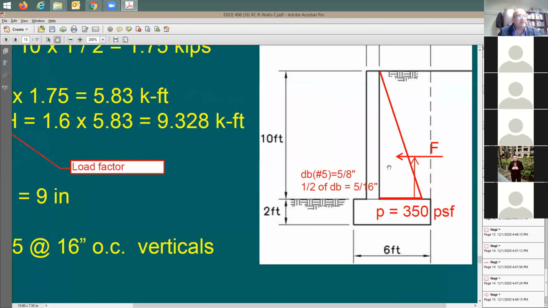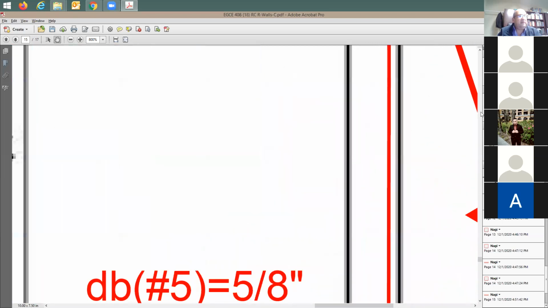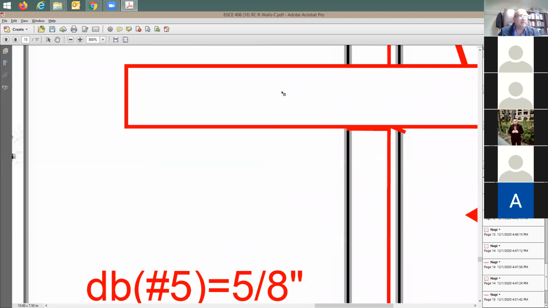Now, where is the depth gonna be? I'm gonna say the rebar is gonna be here, right? It's gonna be the tension side. And the depth is gonna be from here to there. This is gonna be the depth, right? So we're gonna say this is gonna be your depth D.